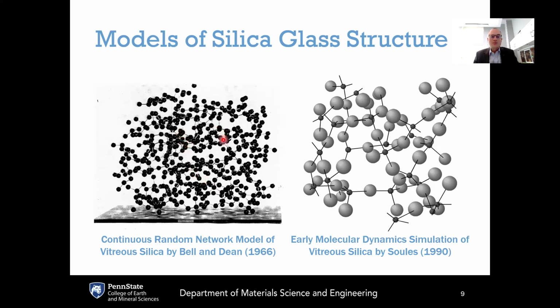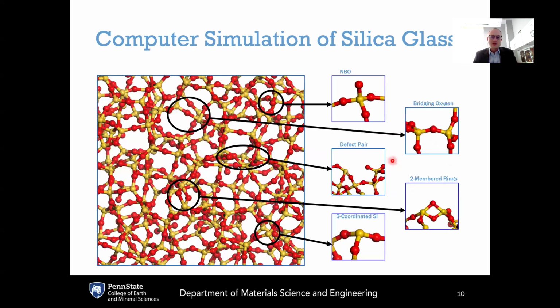And they used this model to actually measure distances and calculate pair distribution functions between atoms just by taking a tape measure and measuring distances between atoms. That's how it had to be done back in the 60s because they didn't have molecular dynamics simulations back then. One of the early MD simulations of vitreous silica was done by Tom Soules. This goes back to 1990, and this included some of the early computer visualization of silica glass structures.